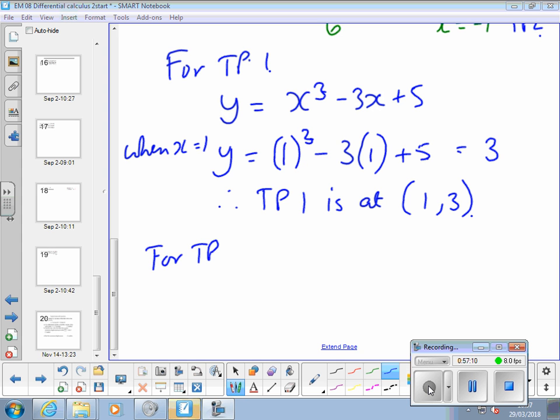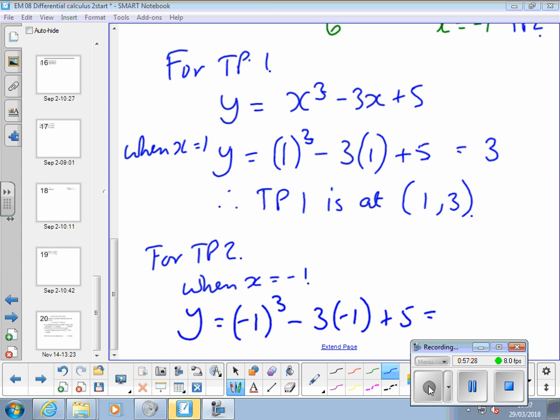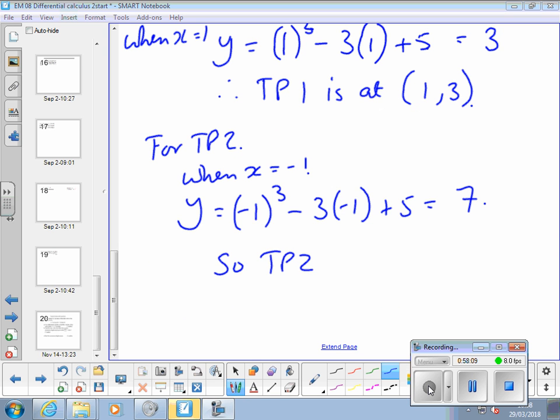For TP2, when x is equal to -1, y is equal to -1 cubed, -3 × -1 + 5 equals. This is equal to -1 + 3. Is it not? Plus another 5. Agree? Yep. So that'd be 7. So TP2 is at -1, 7.